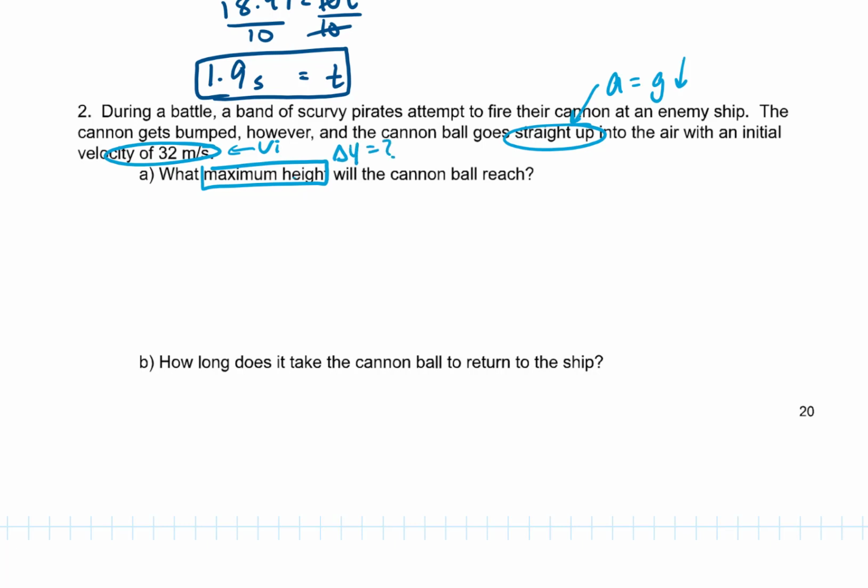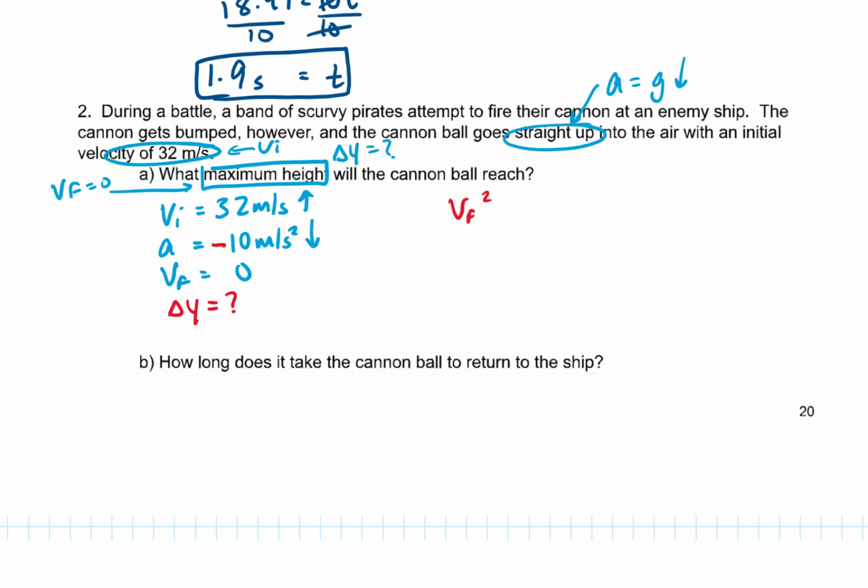But at the maximum height, and this is super important, the final velocity is 0. So the initial velocity is 32 meters per second up. The acceleration is 10 meters per second squared down. And the final velocity is 0. Now, because the acceleration is 10 meters per second squared down and the initial velocity is up, I need to make it negative. And I want to find the delta y. So I have v initial, v final, acceleration, and delta y. So v final squared is equal to v initial squared plus 2a delta y. That's the equation we're going to use. We're going to plug everything in.